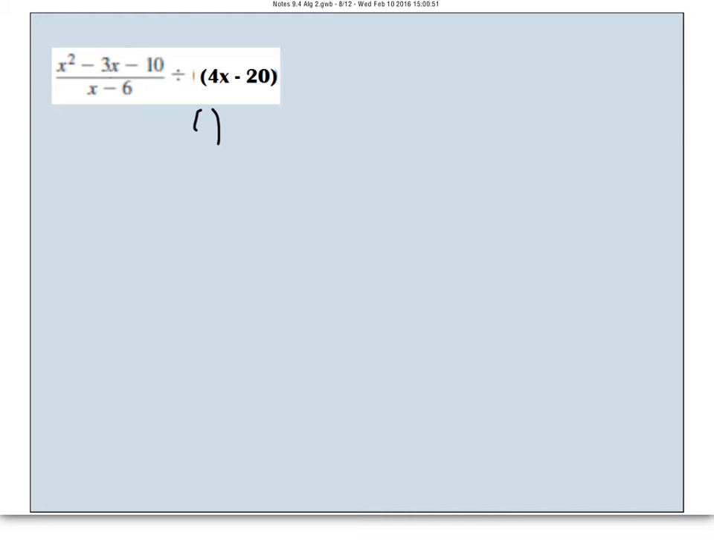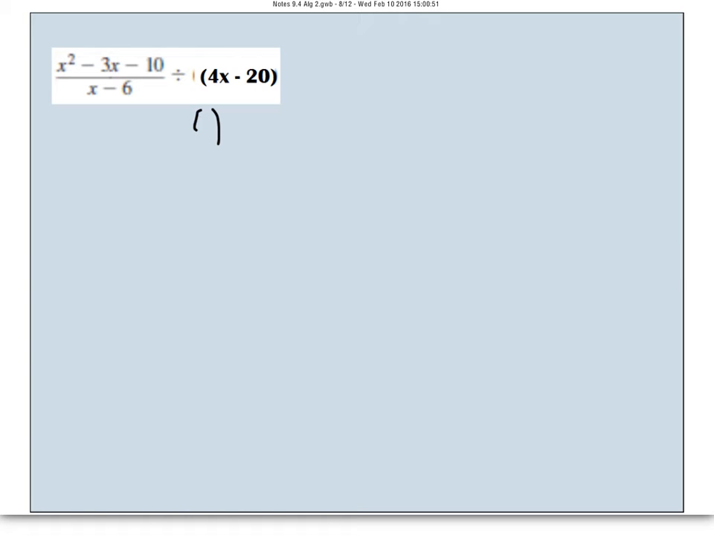X minus 6 is done, so I'm going to rewrite it. I'm going to keep the x minus 6 down here. I'm going to go ahead and just look at this one here. I can pull out a greatest common factor of 4. 4 divided by 4 is 1. Negative 20 divided by 4 is negative 5. Now up here, odds are there's going to be a factor of either 6 or 5, is my guess. Again, I could be wrong, but that's what I'm going to try. I can factor that.